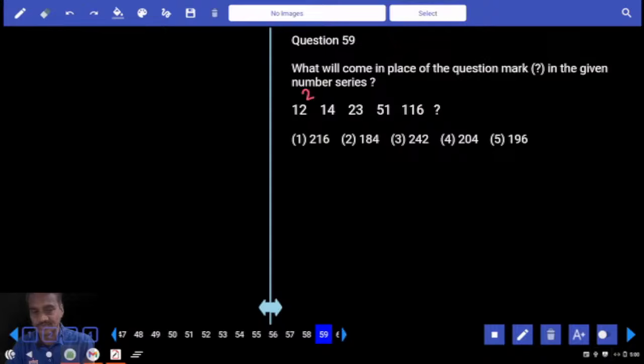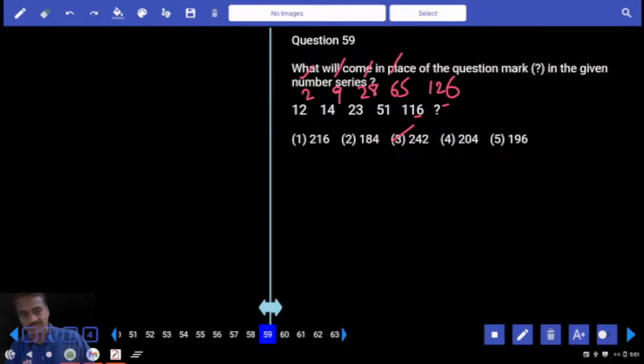Then next one 59. Now in this 59, 12 and 14, difference is so much, 2. Now here the difference is 9. 23 and 51, difference is so much, 28. Now here the difference is so much, 65. 9 can be written as 1 cube plus 1, 2 cube plus 1, 3 cube plus 1, 4 cube plus 1, 5 cube plus 1, 126 to be added or subtracted? Added. 26 plus 16, 42, and what is your answer here? 242, choice 3.